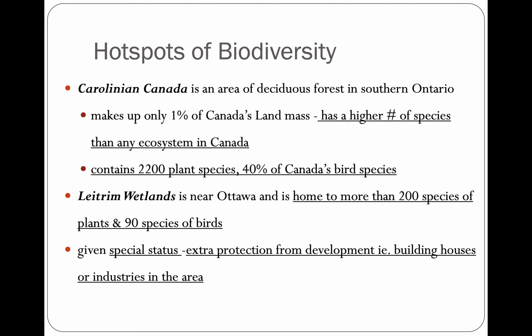Carolinian Canada is an area of deciduous forest in southern Ontario. It makes up only 1% of Canada's landmass, but it has a higher number of species than any ecosystem in Canada. That's pretty impressive: 2,200 plant species and about 40% of Canada's bird species in that one area. And the wetlands, near Ottawa, are home to about 200 species of plants and 90 species of birds, given special status, extra protection from development, i.e. building houses or industries in the area.